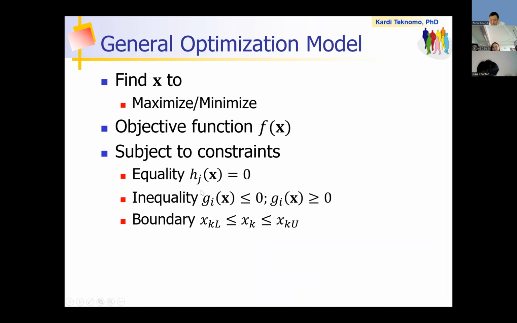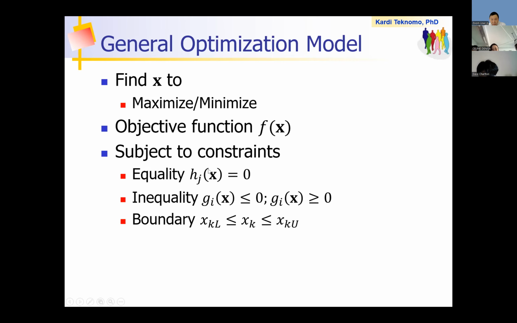So now let's go to general optimization. Okay. So in general optimization, again, you need to find X in order to maximize or minimize, either maximize or minimize. And you have the objective function. Okay. And then you have three types of constraint. So these are the three types, very general constraint.